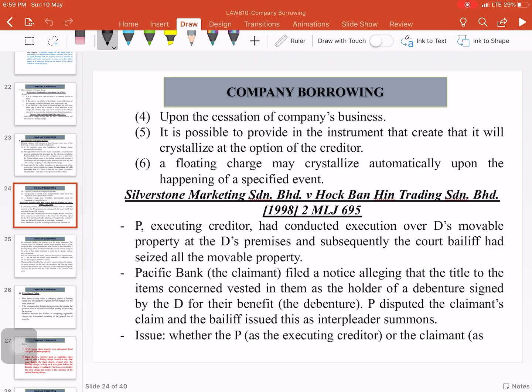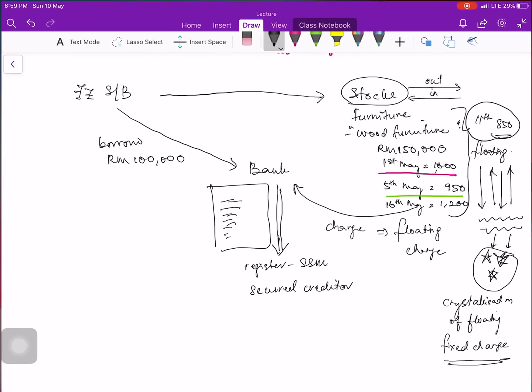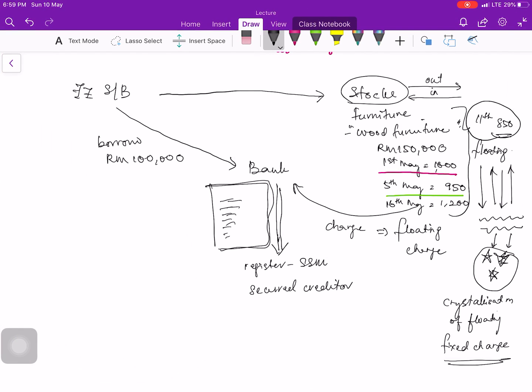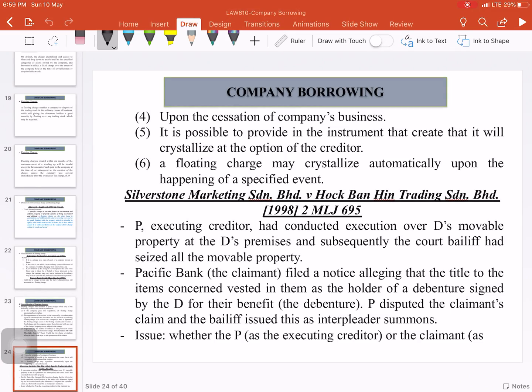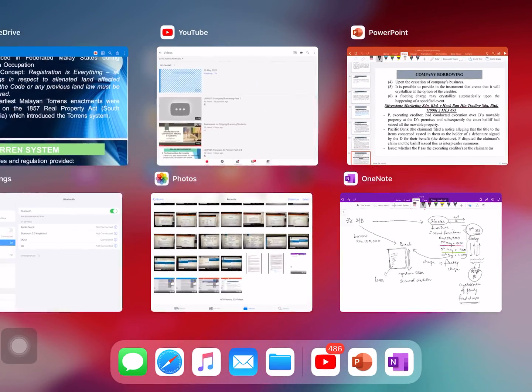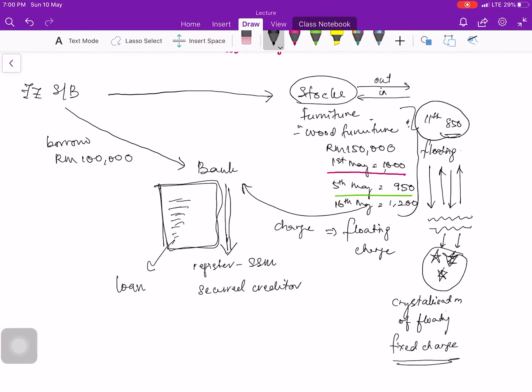And then sometimes it is possible to provide in the instrument. This is what we call the instrument, the document which talks about this loan. This is the loan document. So it is possible to provide in the instrument that it will crystallize at the option of the creditor. And a floating charge may crystallize automatically upon the happening of a specified event. So this is what we are going to deal with when we are doing the floating charge.